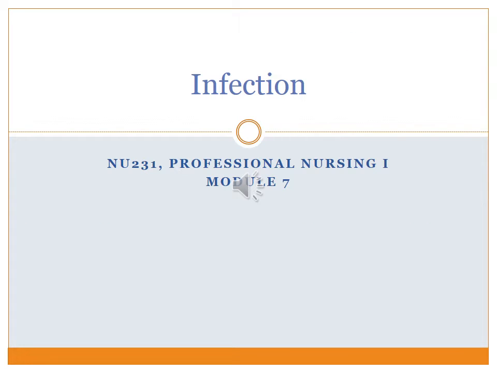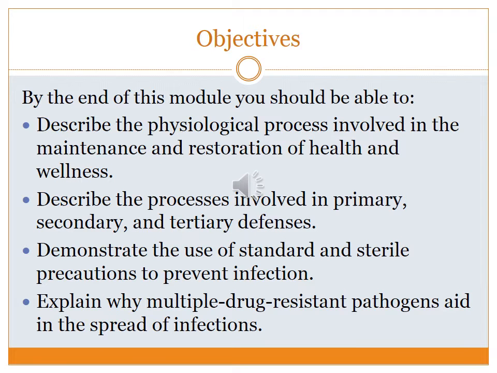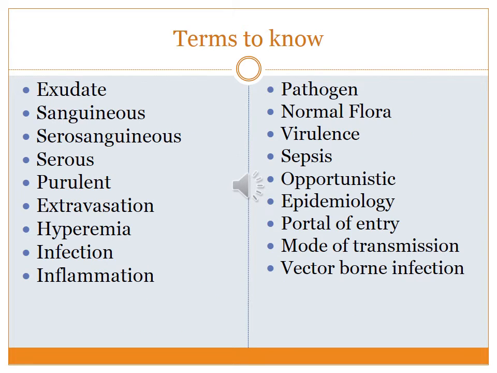And we're going to talk about infection in Module 7. Objectives: you should be able to describe the physiological process involved in the maintenance and restoration of health and wellness. Describe the processes involved in primary, secondary, and tertiary defenses. Demonstrate the use of standard and sterile precautions to prevent infection. And then explain why multiple drug-resistant pathogens aid in the spread of infections. Listed below are terms that you should know.